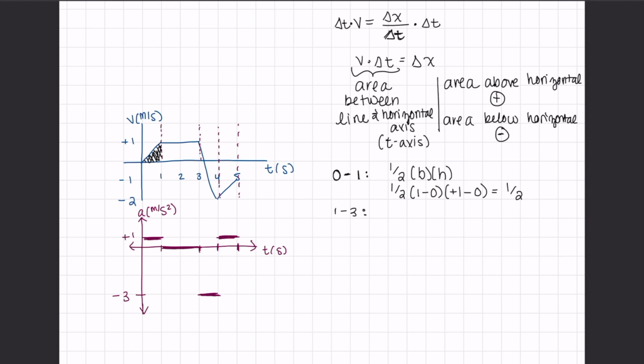And if we do that, that's just equal to 1/2. From 1 to 3, it's a little bit simpler because it's a rectangle. So that's going to be just base times height, or length by width. Our base here is 3 minus 1, and our height here is just +1, since it stays the same. And that'll just be equal to 2. And again, since we're sticking with our units, that's in meters per second, and this is in seconds, so this will in fact be meters when it comes out of here.